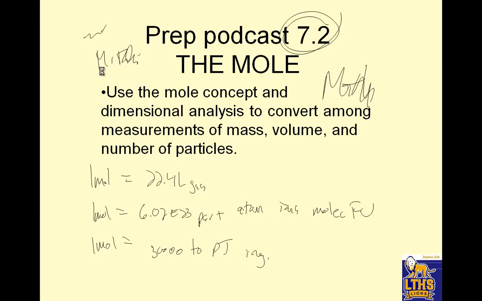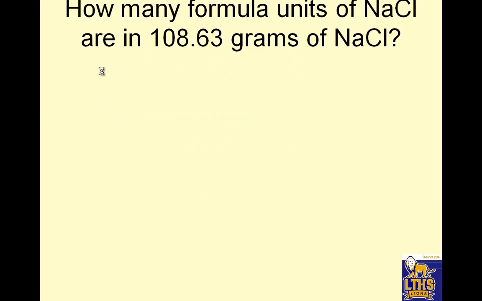So let's start. How many formula units of NaCl are in 108.63 grams of NaCl? So I have 108.63 grams of NaCl. And what I'm going to do here is I'm going to have an equivalency. So the top and the bottom are going to equal each other.